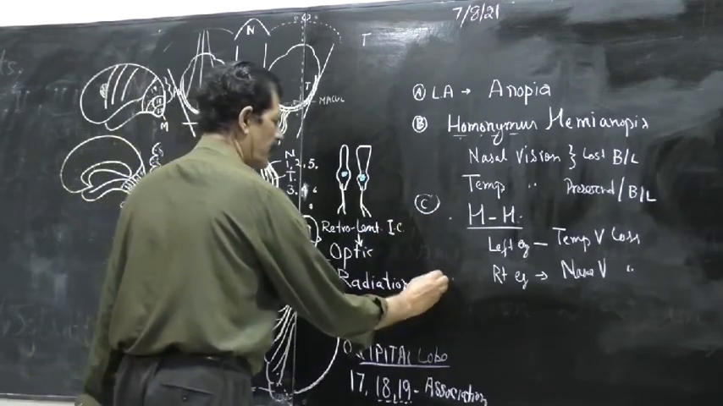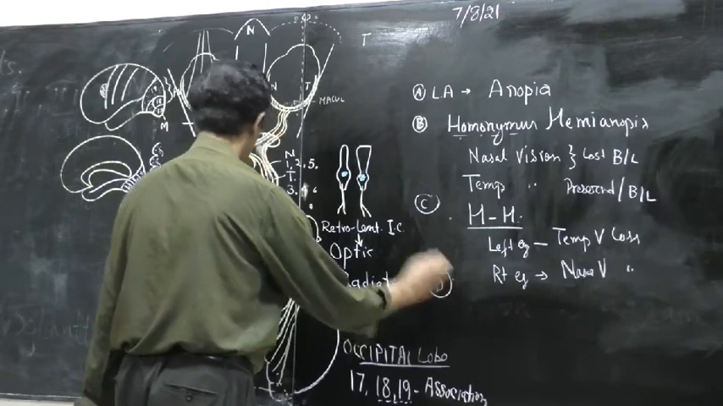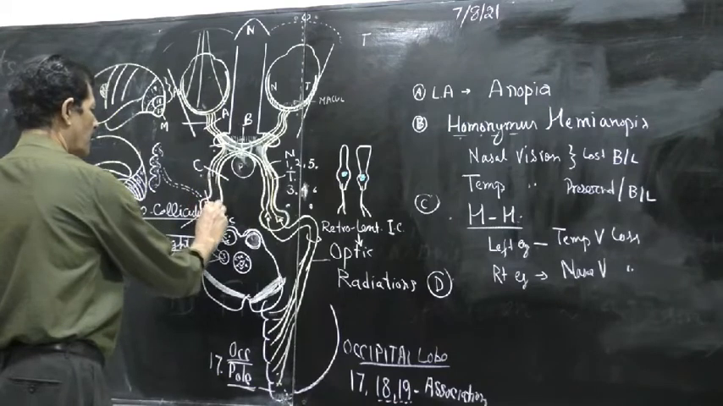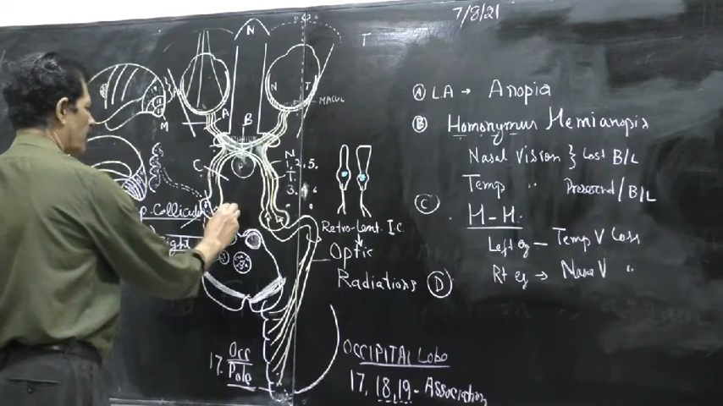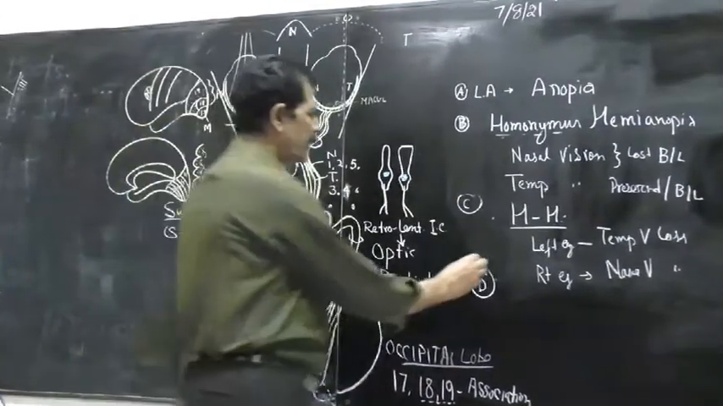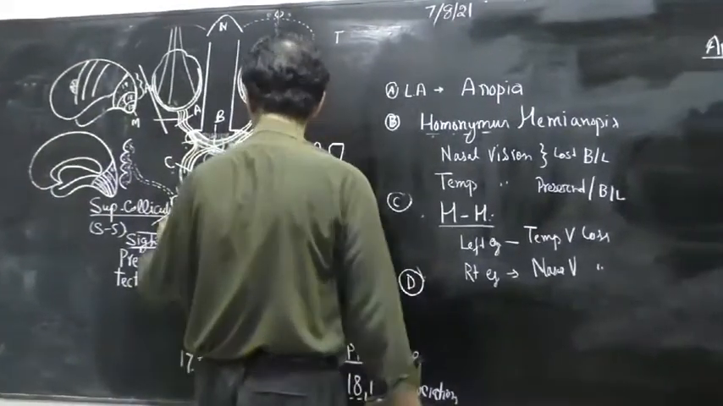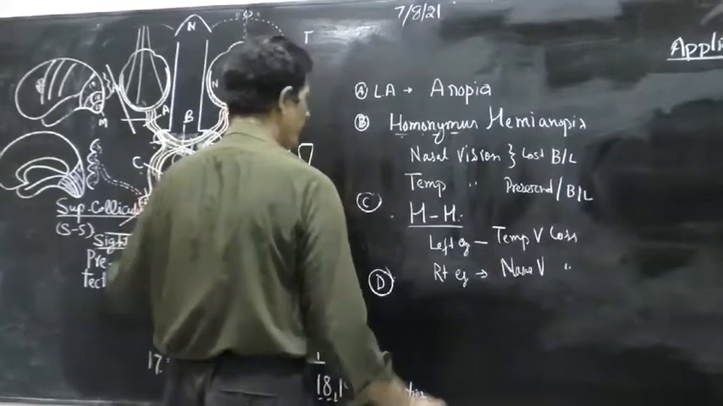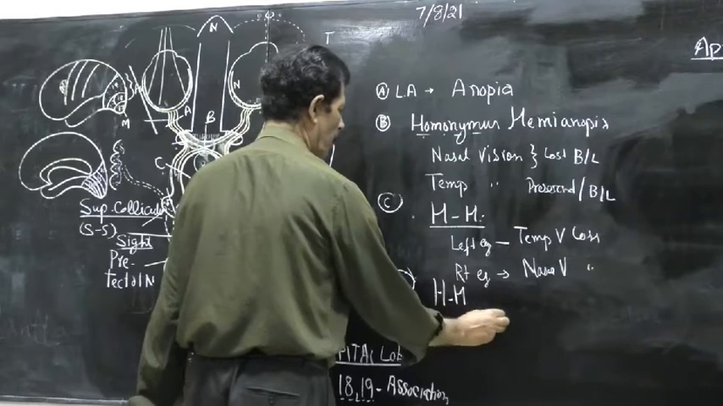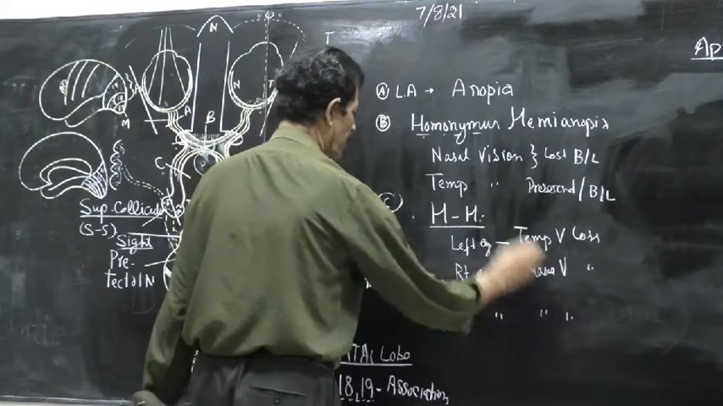The fourth level, the D level of injury, occurs at the level of the lateral geniculate body. So if the lateral geniculate body is damaged, again the same fibers are involved. So again there is hemianopia, and this vision loss is the same as number 3.